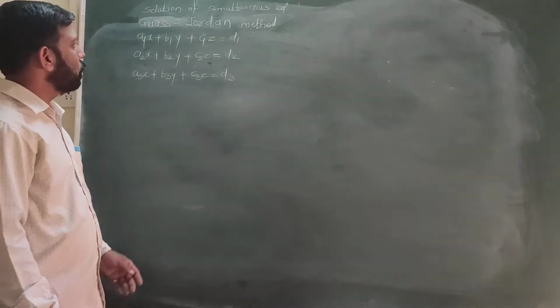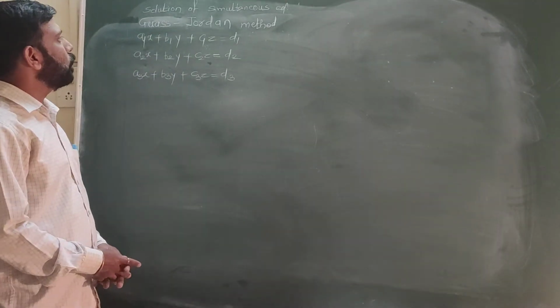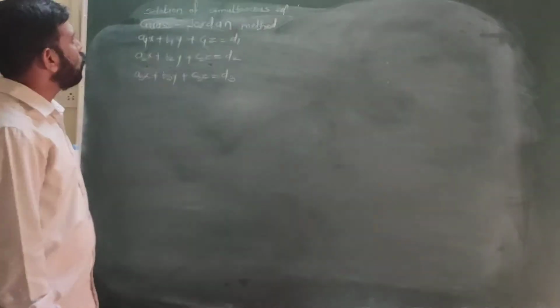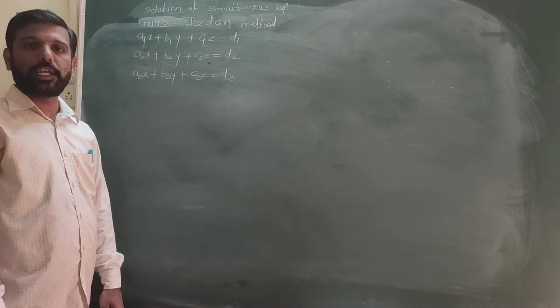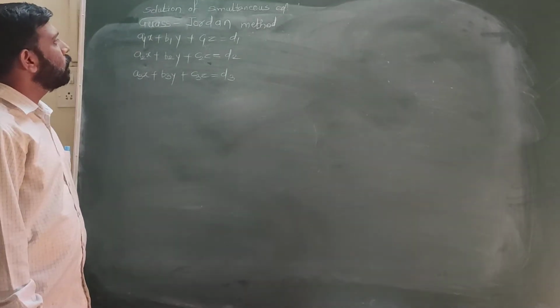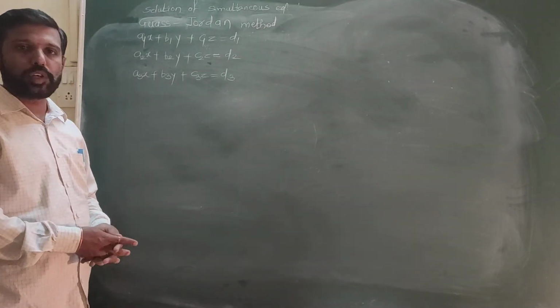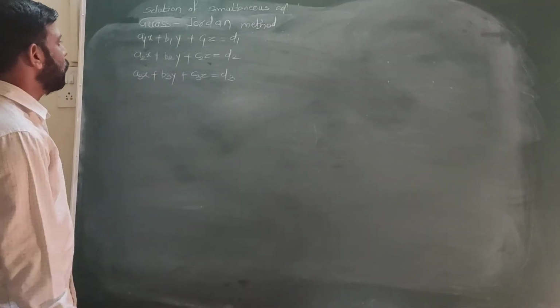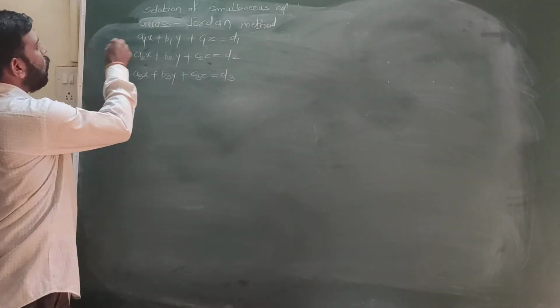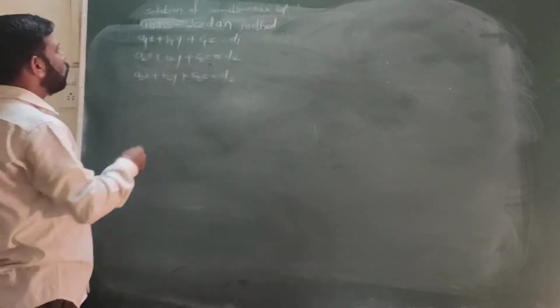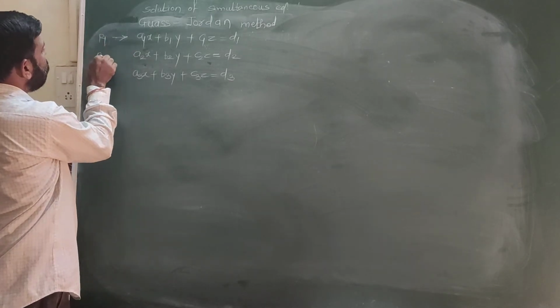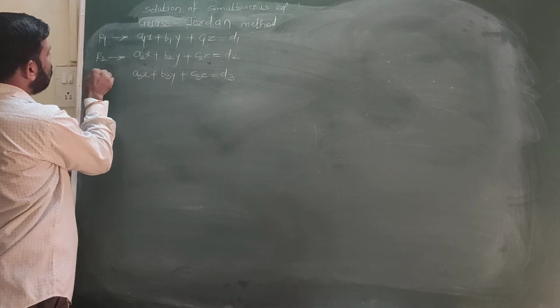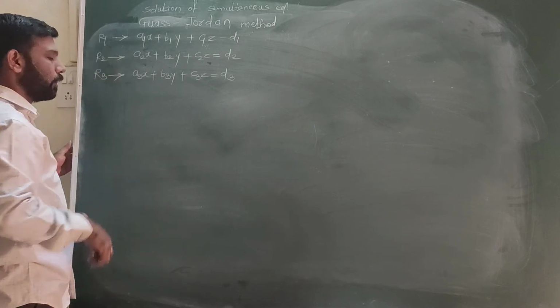Hello friends, now we'll see what the Gauss-Jordan method is to solve simultaneous equations. Here we have taken three equations with three unknowns x, y, z, and we'll understand the Gauss-Jordan method here. While performing this method we require notation: first row R1, second row R2, third row R3.